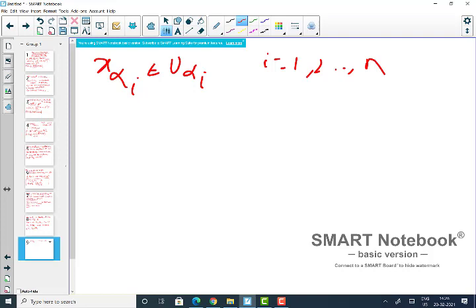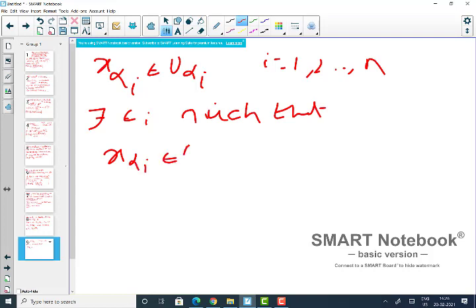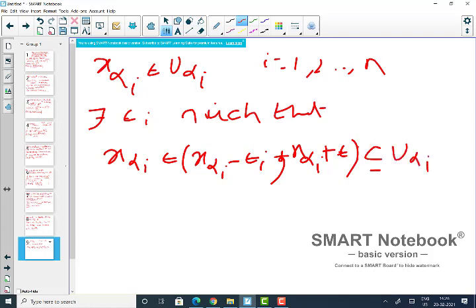That means you have open intervals containing these points x_alpha_i. So there exists epsilon_i such that your x_alpha_i are elements of the interval (x_alpha_i minus epsilon_i, x_alpha_i plus epsilon_i). And these open intervals are actually sitting inside u_alpha_i, because these are generating those sets.